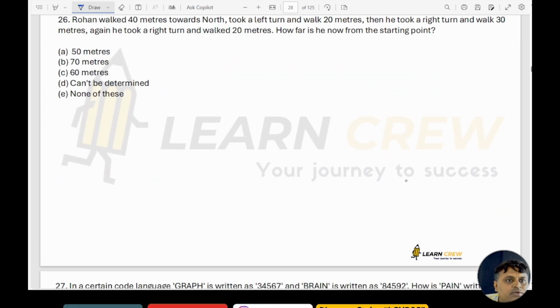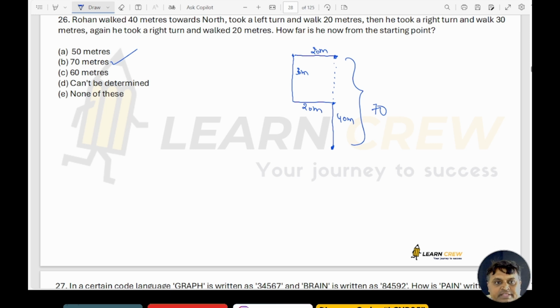Next, 26. Rohan walked 40 meters towards north, then he took a left turn and walked 20 meters. Then he took a right turn and walked 30 meters. Again, he took a right turn and walked 20 meters. How far is he from the starting point? This is 40, this is 30, so the total is 70. So the answer is 70. Next.